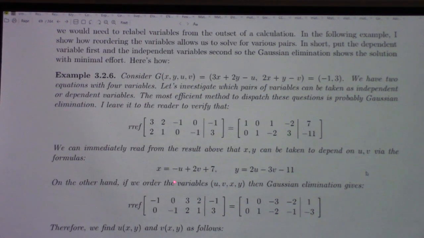Well, I can still use linear algebra to solve it. I just do the row reduction, and I get this. So, oh, hey, apparently I can also write u and v as functions of x and y, as is evident from this. All right?